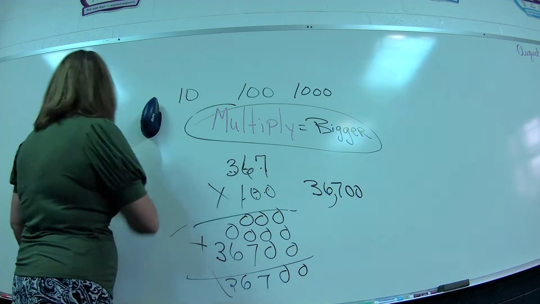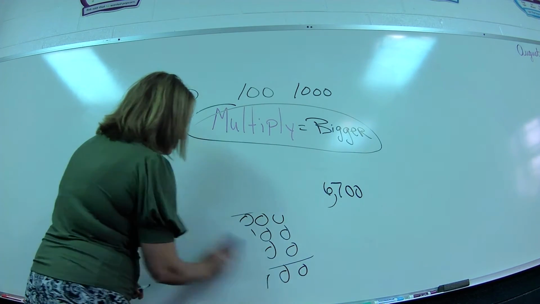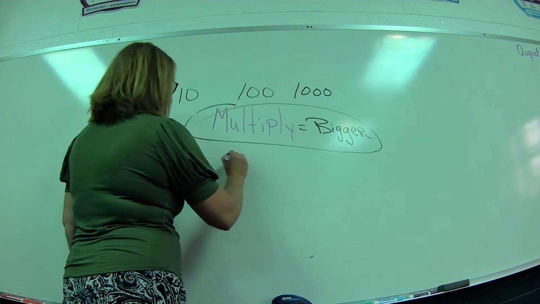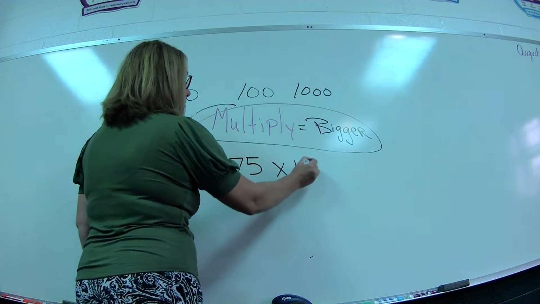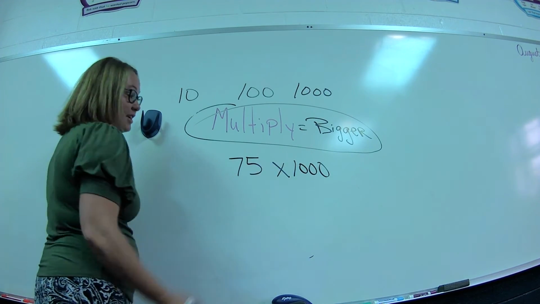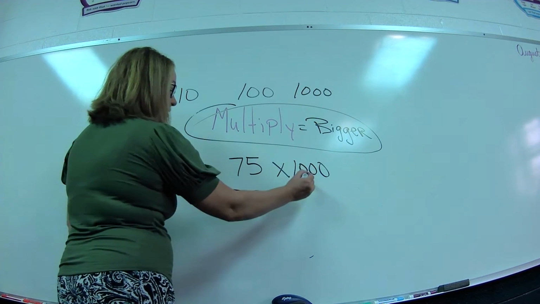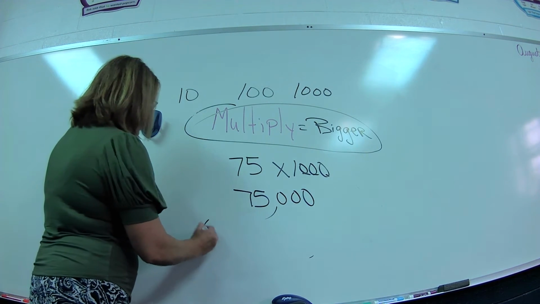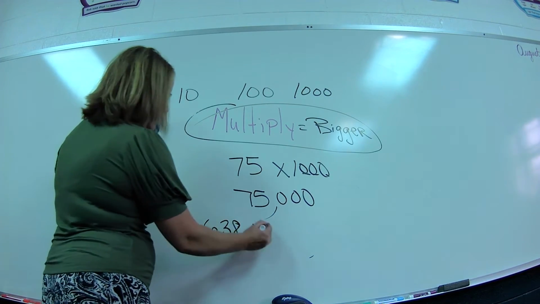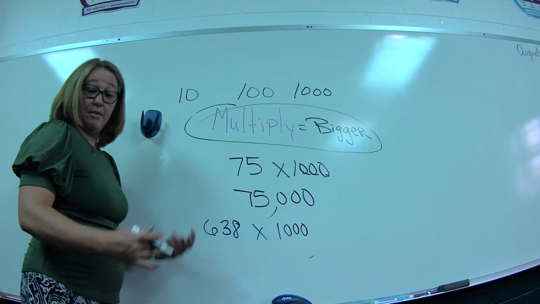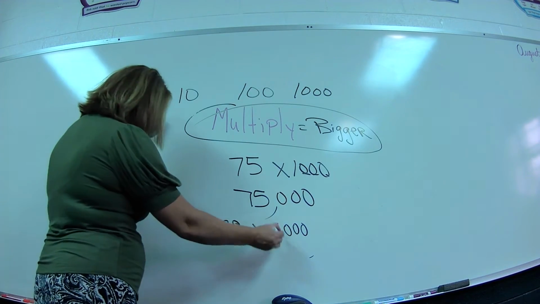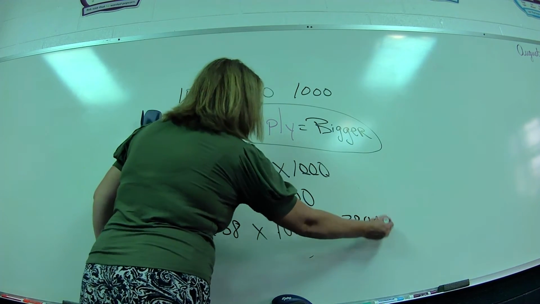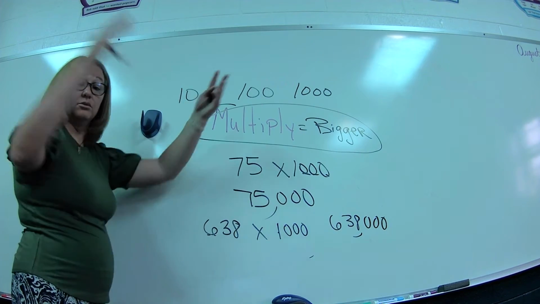All right, so just like by tens and by hundreds, think about it as 1,000. How many zeros does 1,000 have? Just 3 zeros. All right, so 75 times 1,000. Well, what's 75 times 1? 75. How many zeros? 1, 2, 3. All right, 638 times 1,000. Again, multiplying, we're getting bigger. So 638 times 1 is 638. How many zeros? 1, 2, 3. Now, multiplying, we get bigger.